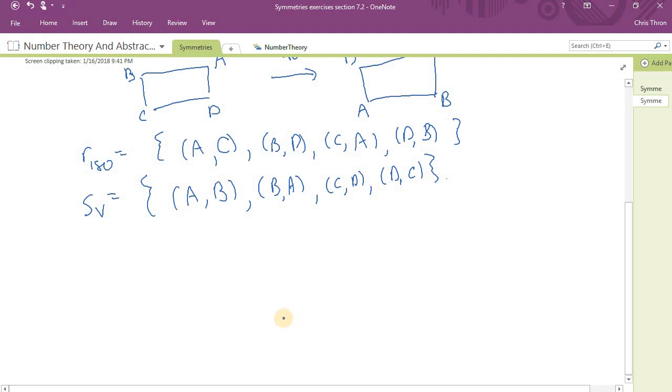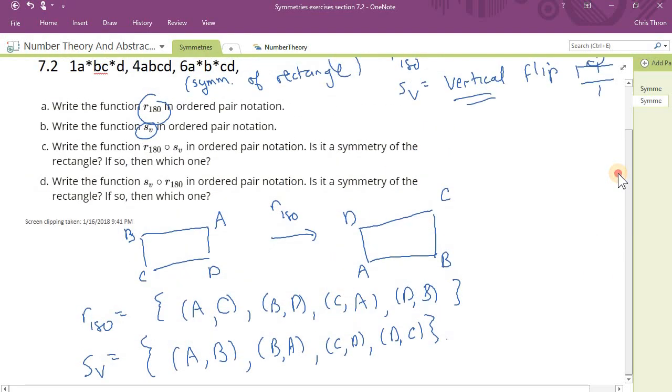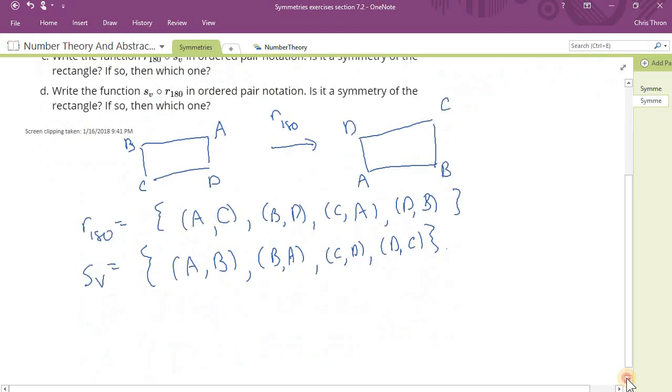All right, now I want to do the composition of these two. I want to find R180 composed with SV. All right, now be careful here. R180 composed with SV means I do SV first and then R180. It's like putting on your shoes and socks and then taking them off again. If I take f of g of x, the g is evaluated first and then the f. All right, so let me just make that clear.